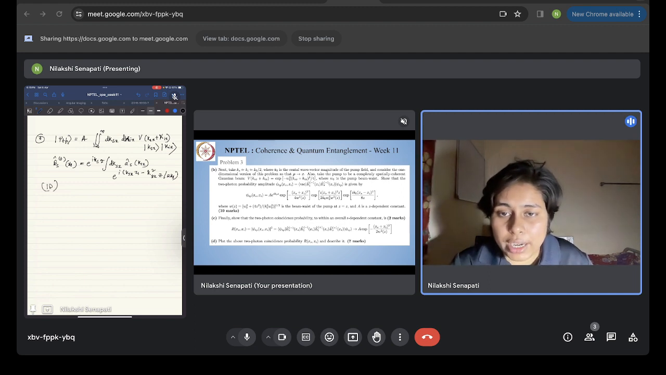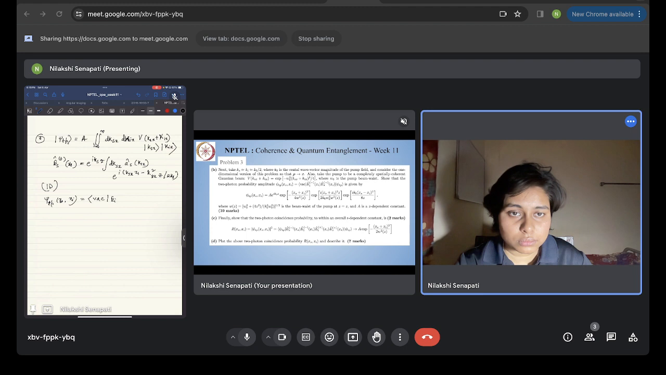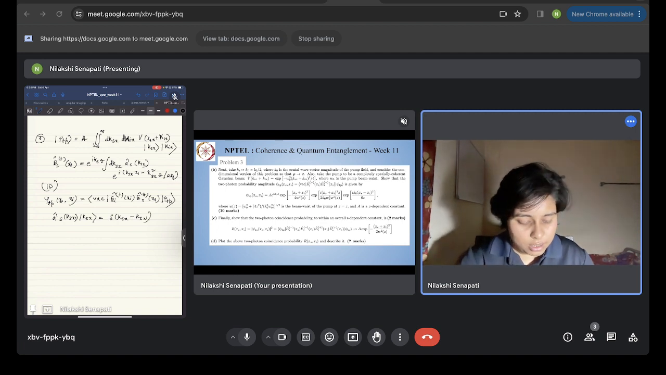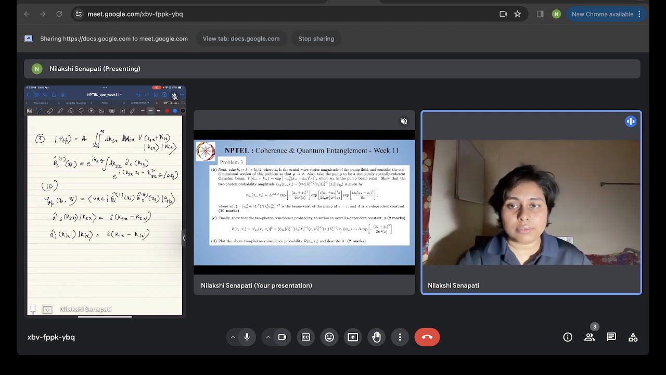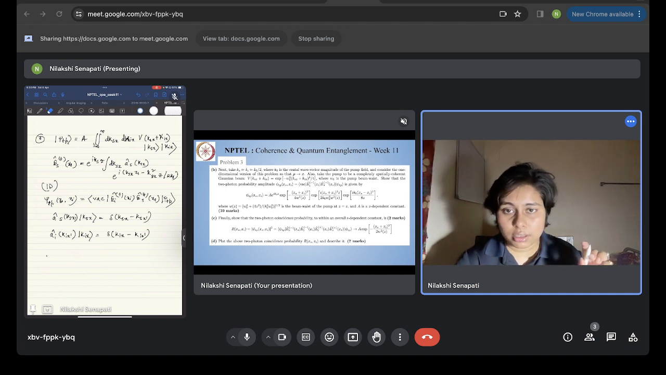Okay, so we need to find the two-photon probability amplitude psi_tp(x_s, x_i) equal to the vacuum expectation. It is also given to you. Using a_s(k_sx) equal to δ(k_sx − k_sx') and a_i(k_ix') equal to δ(k_ix − k_ix'), and integrating out the Dirac delta functions we get this. I will not write this again and again. Let me take this.